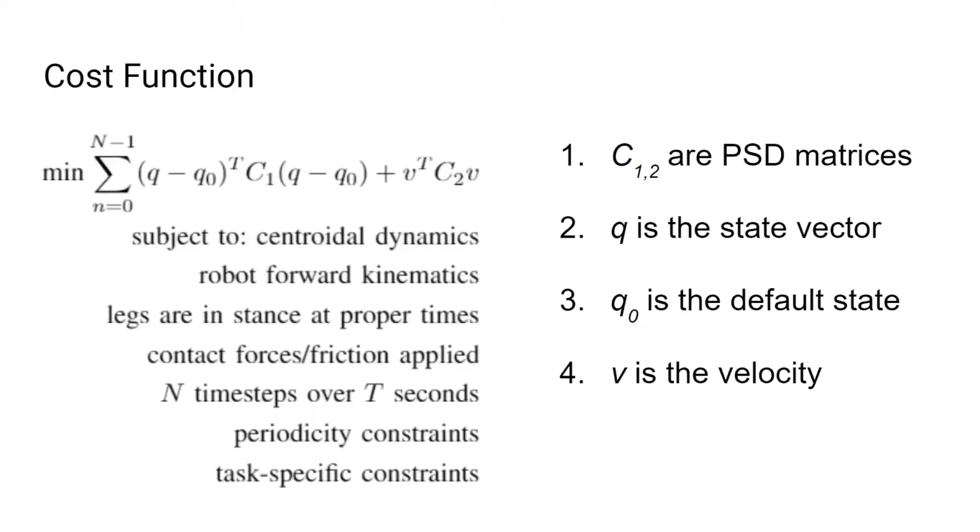Aside from these constraints, we also have a quadratic cost punishing high deviations from the robot's default pose. We do not put a cost on the robot's x position or x velocity, as we want it to be moving forward.